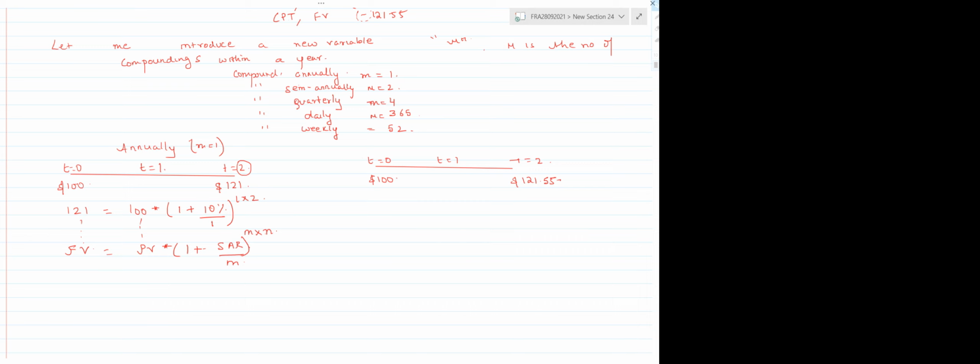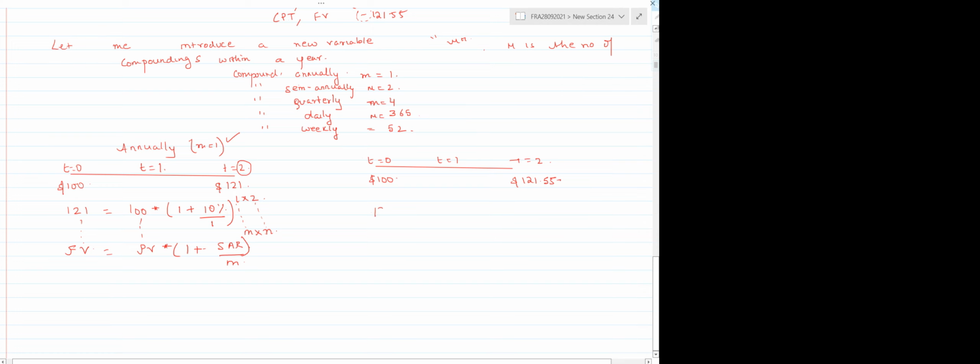And what is M here? M is 1, because we are compounding annually. And N is 2, because the number of years is 2. So give me the formula for this, guys.